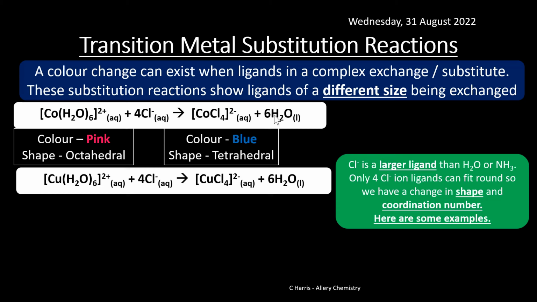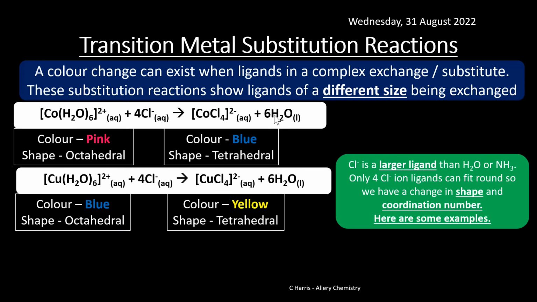So here's copper H2O reacting with 4 chloride ions. So this is obviously copper rather than cobalt. Again, we're going from blue to a yellow colour, and we're going tetrahedral. So the shape is actually changing here.